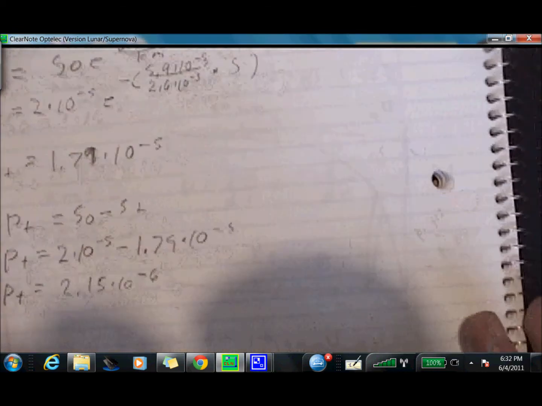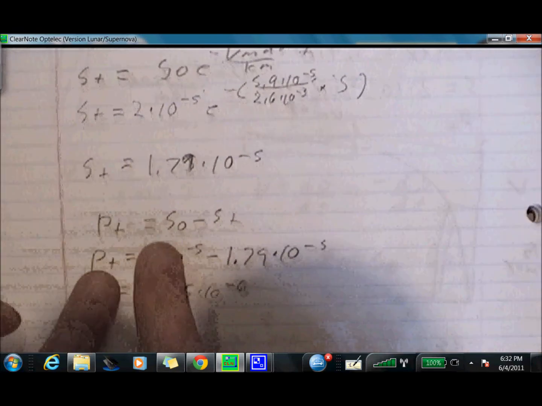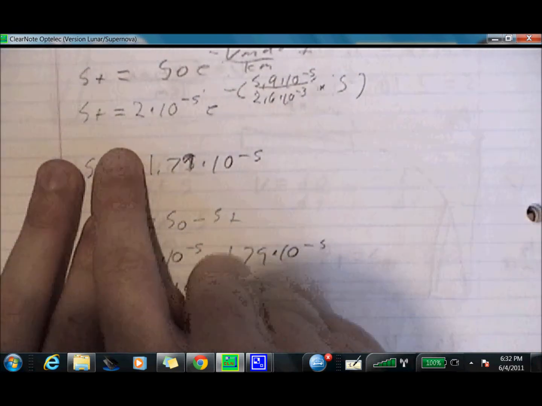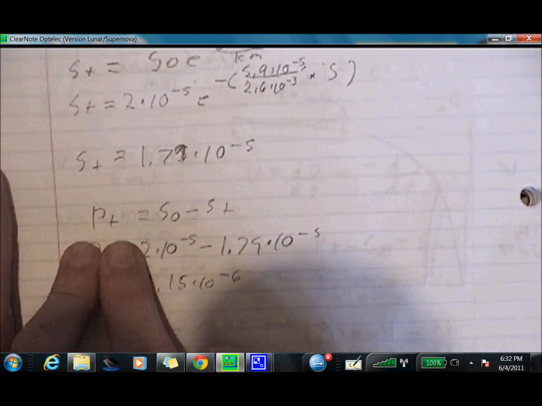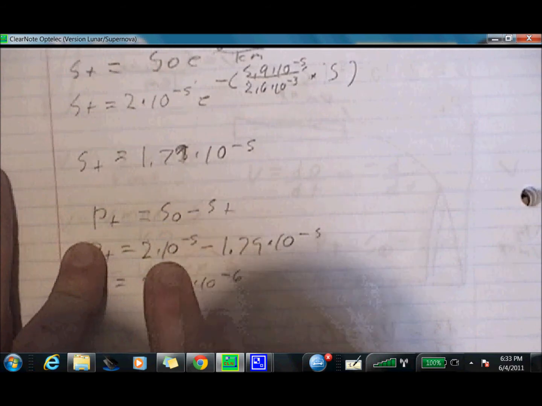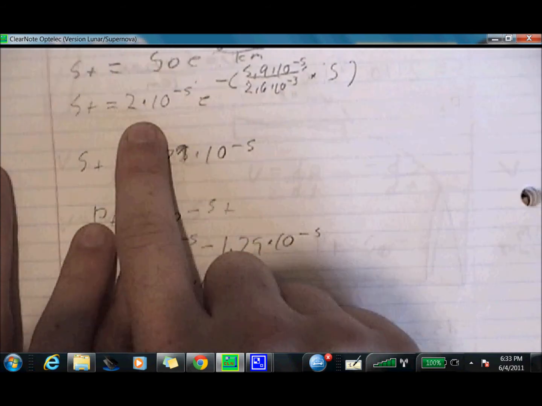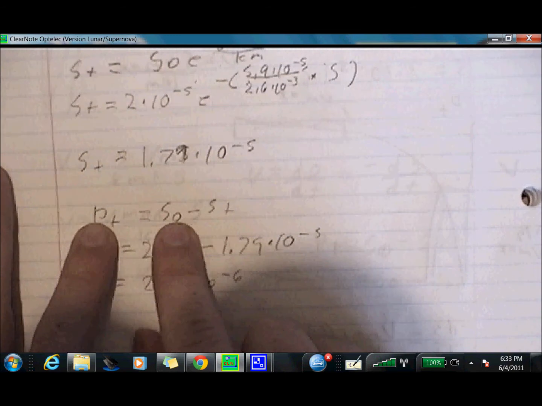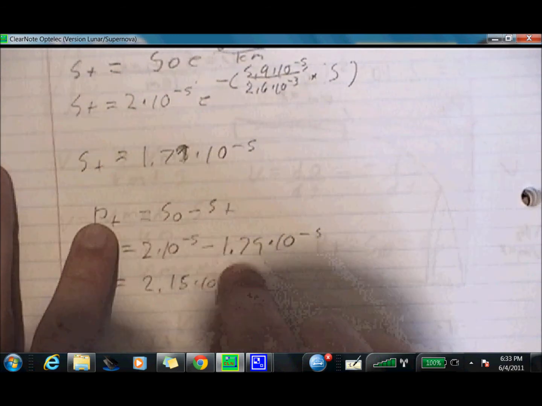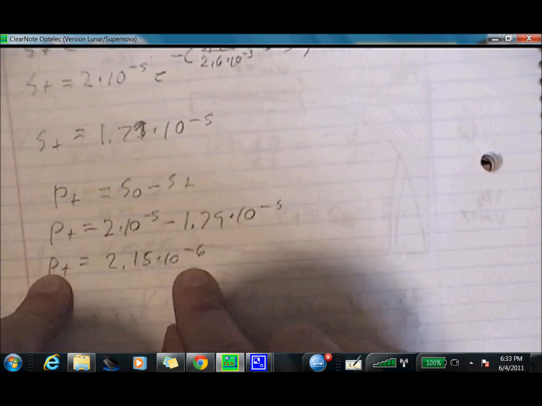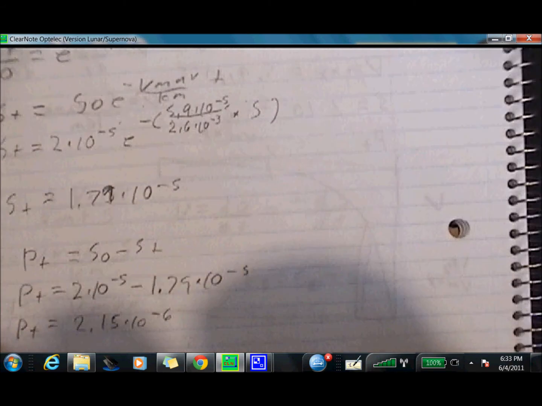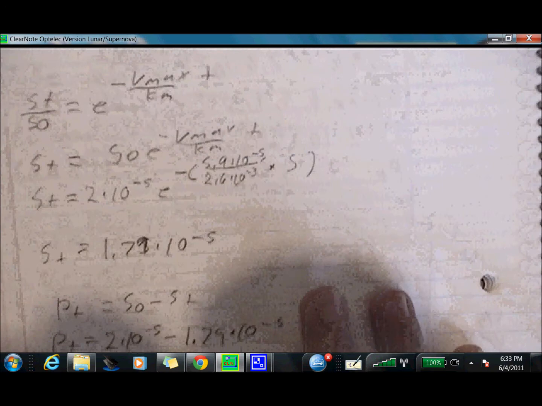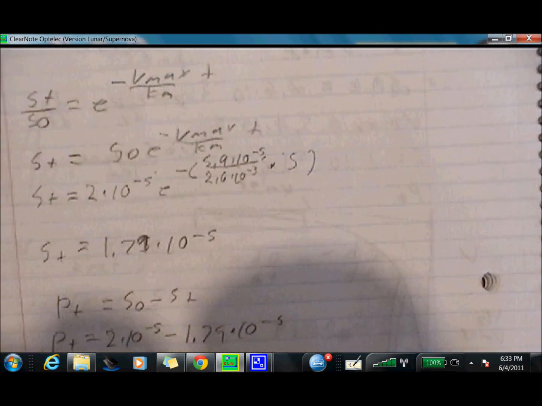Okay, so I'm back, and what we have is St is equal to 1.79 times 10 to the negative fifth, and then we plug in our original S0, which is our original substrate, and our newfound St. And this is what's going to give our product of 2.15 times 10 to the negative 6. Okay, so I don't think I need to do part B, because part B is just replacing this 5 with a 10.